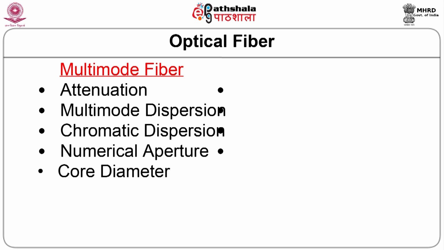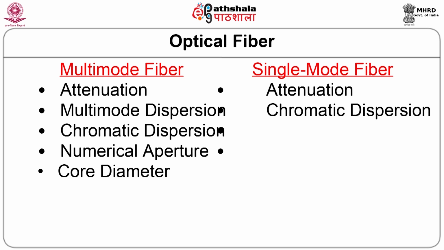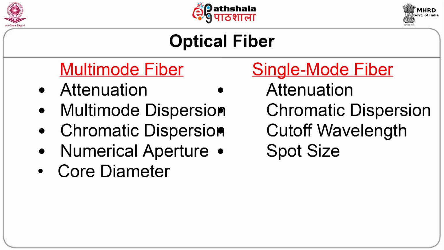On the other hand, if we consider a single mode fiber, the factors associated with them are similar to that of the multimode fiber with a slight difference. We should know the attenuation, of course. Here there is no dispersion as such due to the number of modes, because it is a single mode fiber, but chromatic dispersion may occur. We should know the cutoff wavelength and what is the spot size.